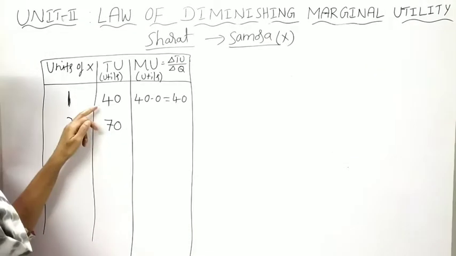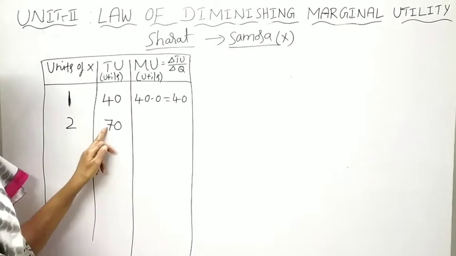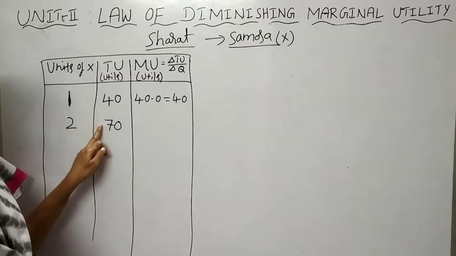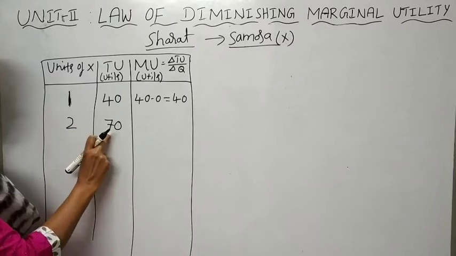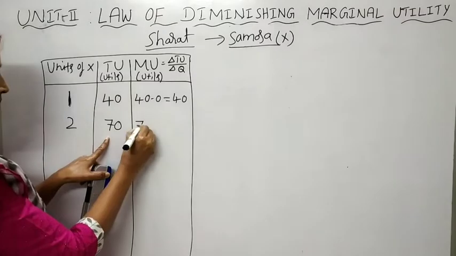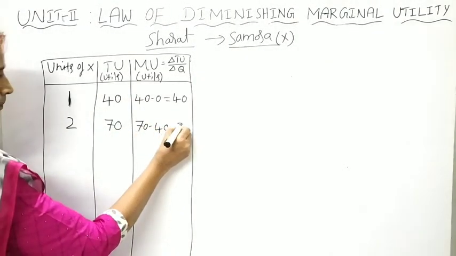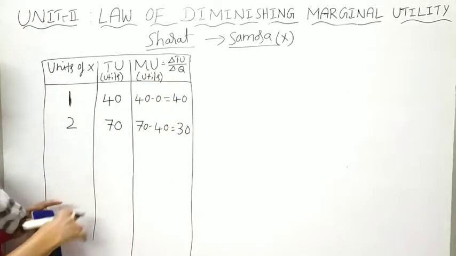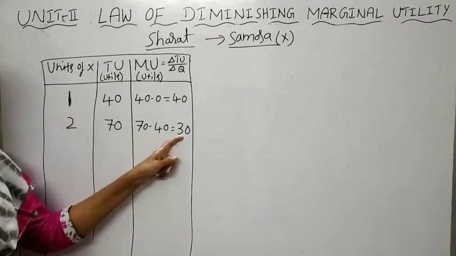That is the reason the total utility, if he is consuming more units of the same commodity, is increasing in a diminishing way. Okay, now what about the marginal utility of the second good? Delta TU means the change in the TU. 70 minus 40 is equal to 30. And what about the change in quantity? Here the change is only 1 unit, na? So 30 by 1 also will be 30.